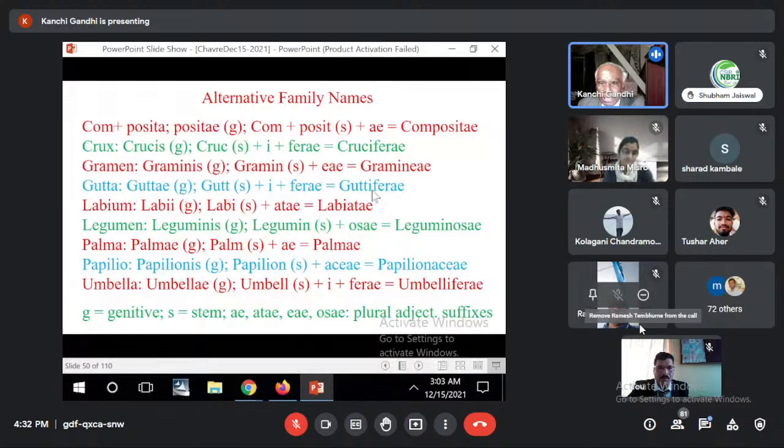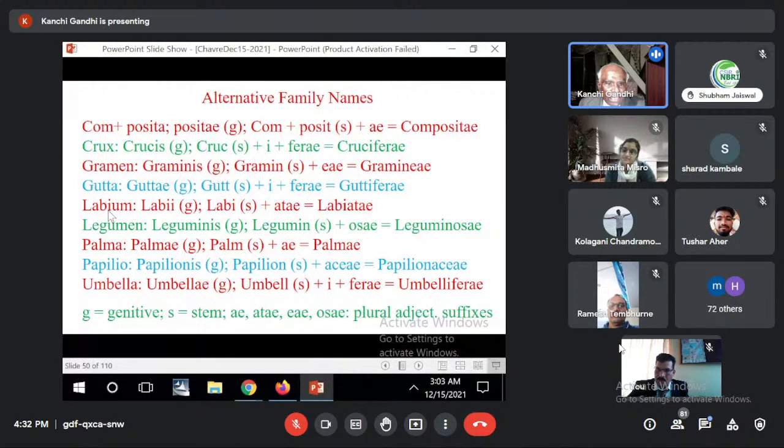Guttiferae, alternative name for Clusiaceae. The same thing, like gutta is the exudation, a kind of gum. And gutta, gutt, and since ferae starts with an F, a consonant, so I is added to make Guttiferae.